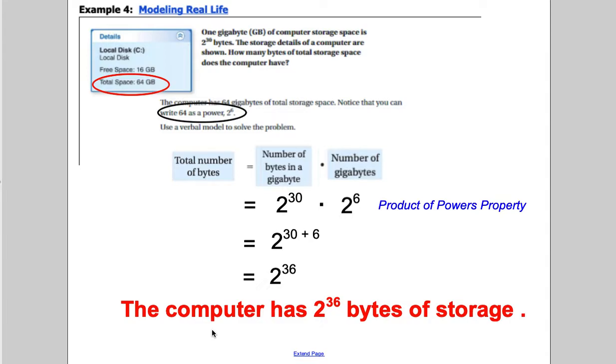Okay, so pause the video and write down these notes. The most important part here is that you want to make sure you use the same base and those properties that we talked about to solve these word problems.